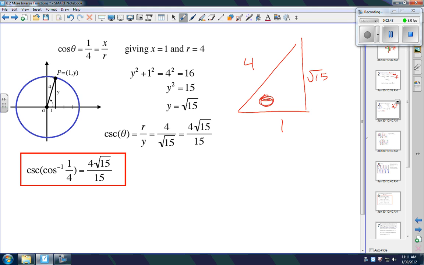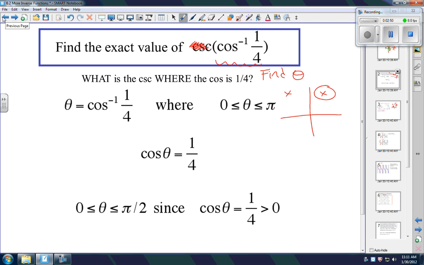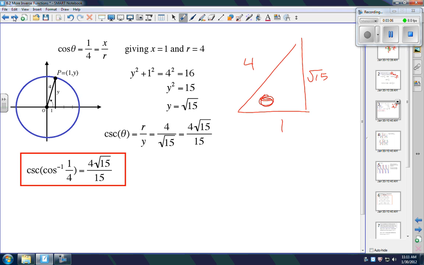So now we go back to the original problem. It wanted a cosecant of an inverse cosine of 1/4. So we've basically replaced this entire inside with a big theta. Again, we don't know what it is. It doesn't matter. We have a triangle for it. So now the problem is just cosecant of theta off of this triangle.